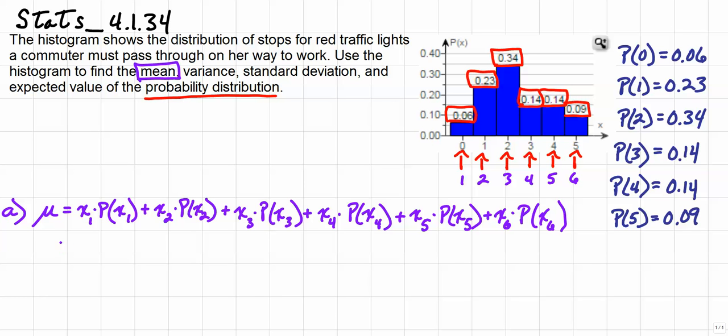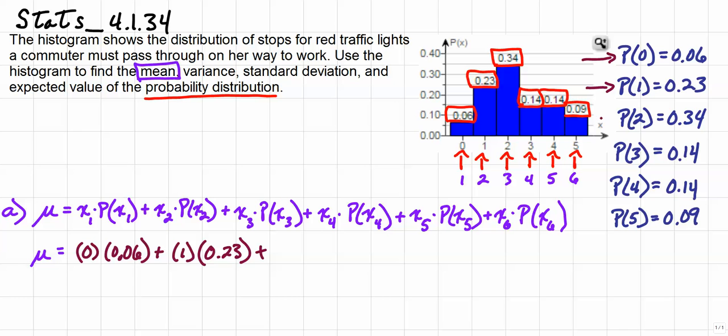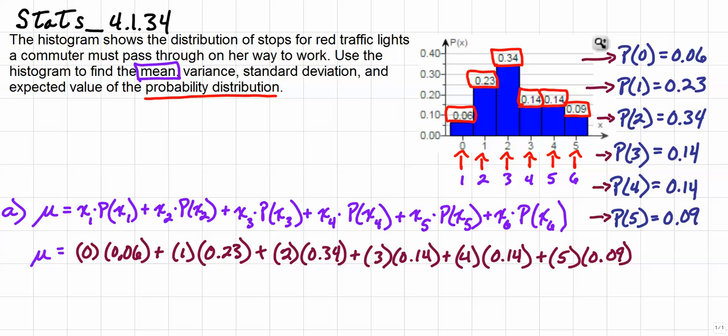So we're going to go ahead and set up the formula. Mu will be equal to x sub 1, which will be 0, because that is our initial value in the distribution, times its probability of occurring, which is 0.06. And then we'll add to that x sub 2, which will be 1, times 0.23. And then we will continue and use each one of these values to create a multiplication. Entering this string into your calculator, we find that the mean is equal to 2.34.